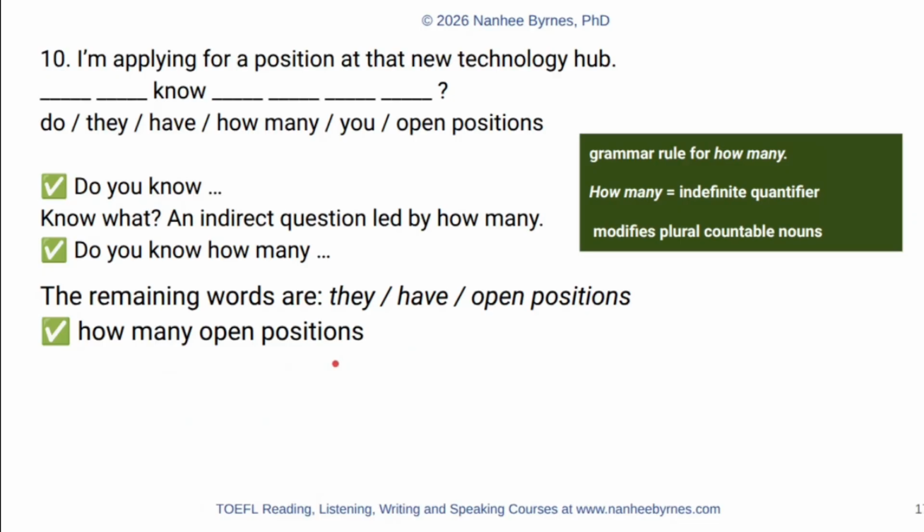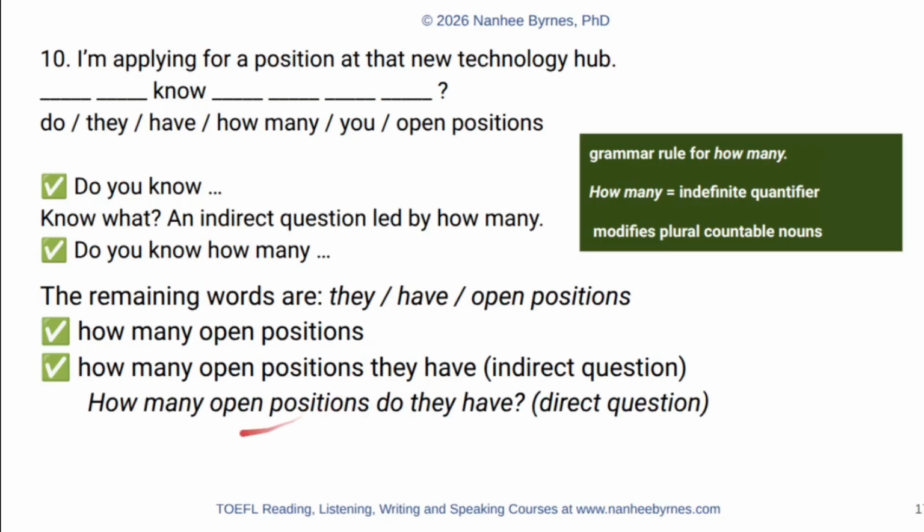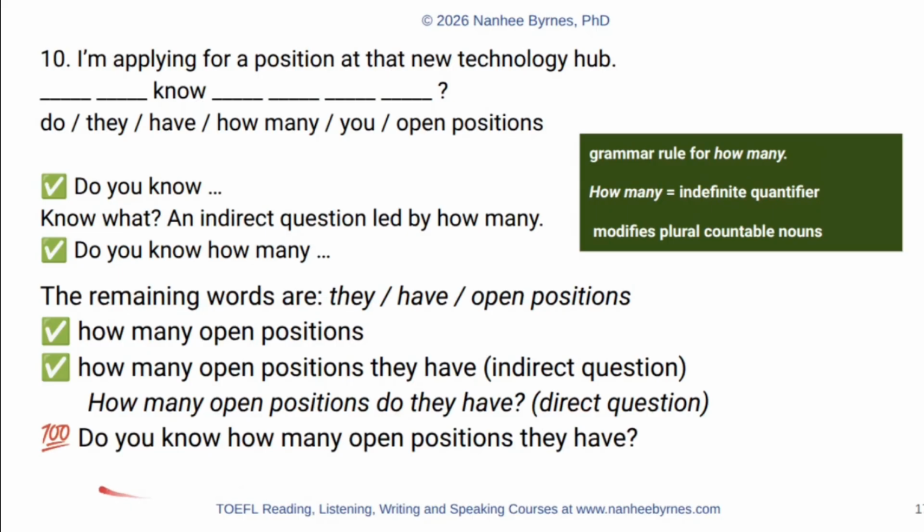After that, we use normal word order in an indirect question. They have. In a direct question, the order would be how many open positions do they have? But in an indirect question, we keep normal word order. Putting everything together, the complete sentence is, do you know how many open positions they have?